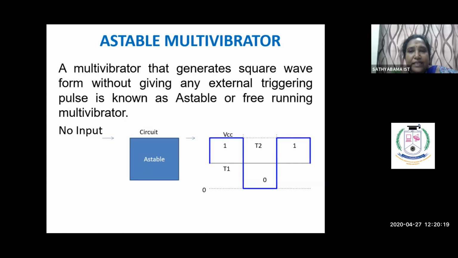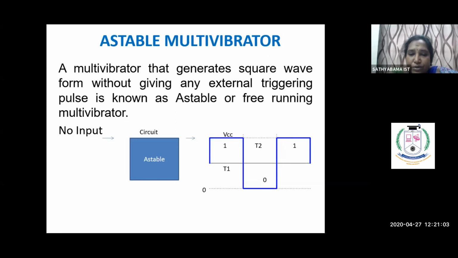So the definition of the astable multivibrator: it generates a square waveform without any external triggering pulse. See the explanation diagram here. We haven't given any input signal, so there is no input. The circuit is the astable multivibrator, and in the output I have mentioned the two states. One state is stable state 1, and the other is stable state 0, marking the states.